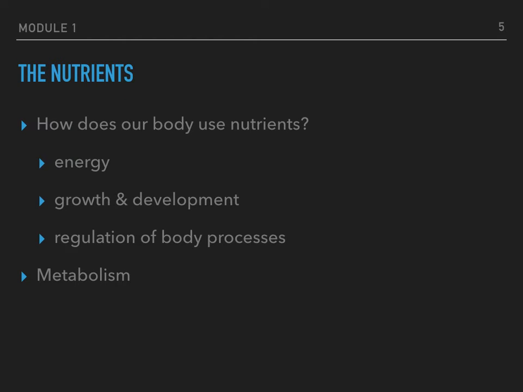How does our body use nutrients? Our bodies use the 6 classes for energy, growth and development, and regulation of body processes. The nutrients we consume are also important for cells to carry out metabolism, which is the total of all chemical processes that occur in the body's living cells.